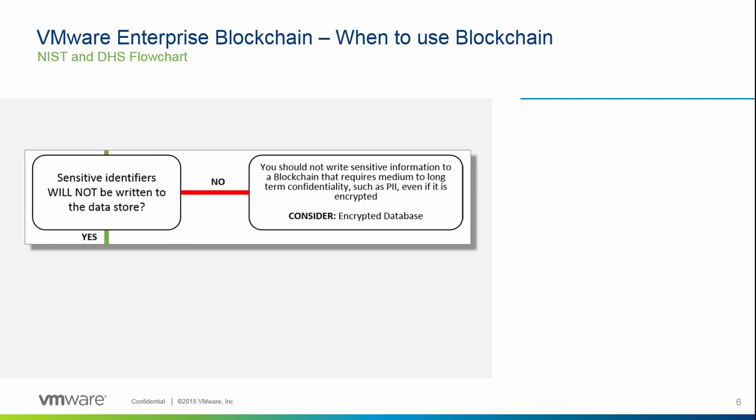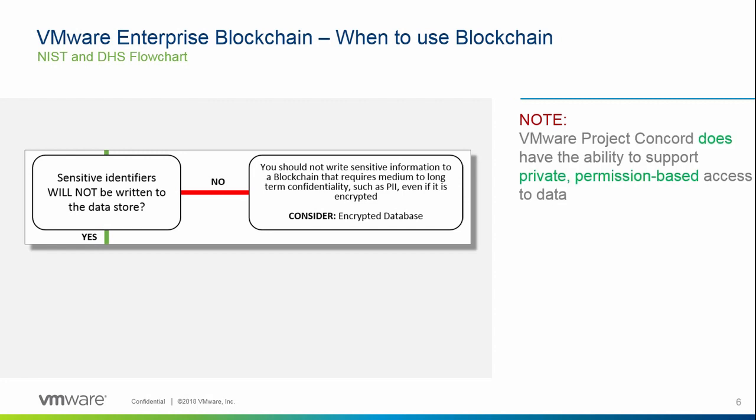Sensitive identifiers. If you're not going to have sensitive identifiers being written to the data store, then maybe blockchain is a consideration for you. But if you are going to write sensitive information to a blockchain that needs confidentiality, maybe you want to have a look at something else instead, something like an encrypted database. Now there is a note on this. VMware Project Concord does actually have the ability to support private permission-based access to data, so it would be possible to use sensitive information in a blockchain if it was based on Project Concord, because we do have the availability to wrap around security and privacy and permission-based access control. It is worth pointing out the reason that the NIST paper says this is that most of the blockchains are typically public and permissionless.